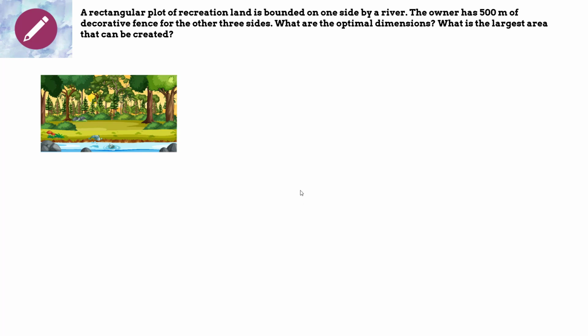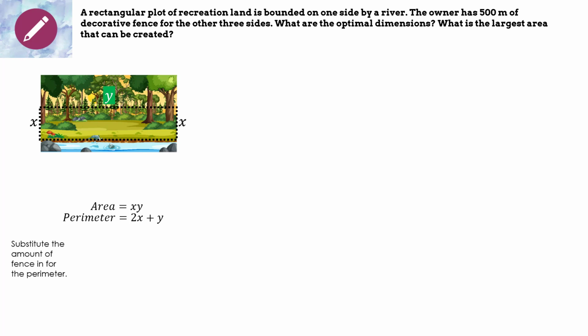Number 1, we have to actually draw our picture. This is my little plot of recreation land, and they tell us that the land is bound on one side by a river. Let's put in some variables. The area is x times y, and the perimeter is 2x plus y. Now we're going to substitute in 500 for the perimeter because that's how much fence this owner has. So 500 equals 2x plus y. I'm going to solve for a variable. Now I like to solve for y because it's 1y, it's by itself. I'm going to subtract 2x from both sides. So I have 500 minus 2x equals y.